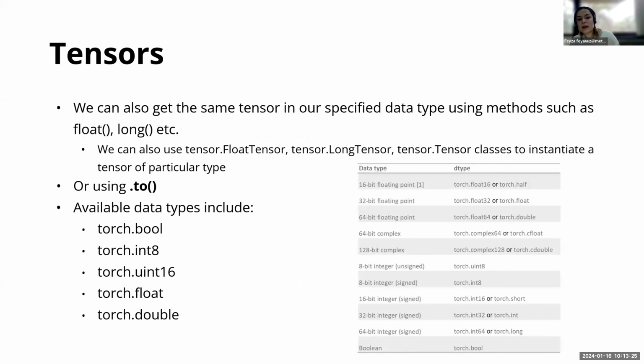We can define several data types using .float or .long, or we can use the tensor-specific data types such as FloatTensor, LongTensor, or the overall Tensor. By the way, torch.Tensor is a generic name for 32-bit float tensors. Or we can use the .to function to initialize specific data types. We have a lot of data types such as Boolean, integer, unsigned integer, float, double, etc.